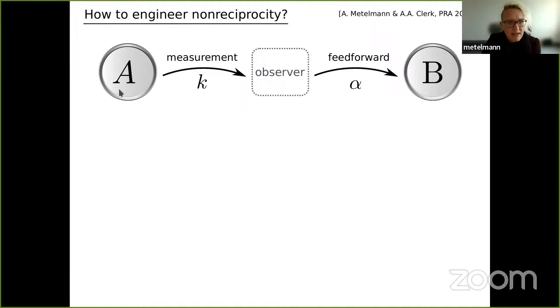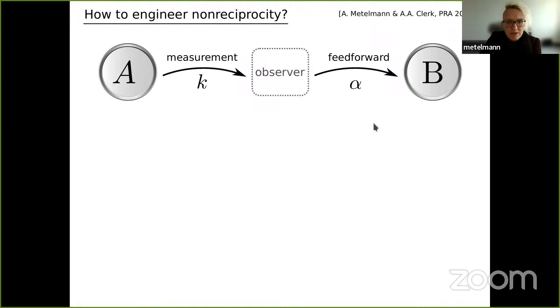We have here system A, and this is measured by an observer with a measurement strength K, and the observer feeds forward the information obtained from system A to B. You can automatically see that this is a unidirectional situation. The information flow goes from A to the observer to B. There's nothing backwards. This is an idealized situation, clearly, but this is what we assume.